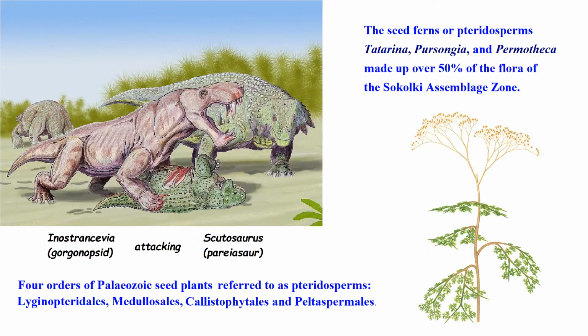And the types of plants, as you see them there on the right, okay, they were seed ferns. That's what they look like, more or less. That's how we've reconstructed them today. And you'll read on the bottom left there that there were 4 orders of these seed plants, and they're referred to as pteridosperms. And I'm not even going to bother pronouncing these things.